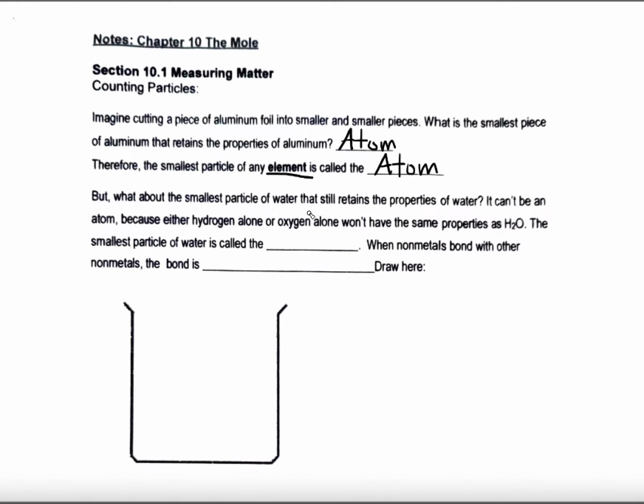But what about the smallest particle of, let's say, a compound like water? The smallest particle of a compound like water that still retains the properties of water would not be an atom, okay? We don't have water atoms, right? Because if we were to take a molecule of water and break it down to its components of just hydrogen and just oxygen, which we could do, well, then we'd no longer have water. We'd have hydrogen gas and oxygen gas separate from each other. So before we can break it apart into its atoms and still have the same properties, that means we are dealing with something called molecules.